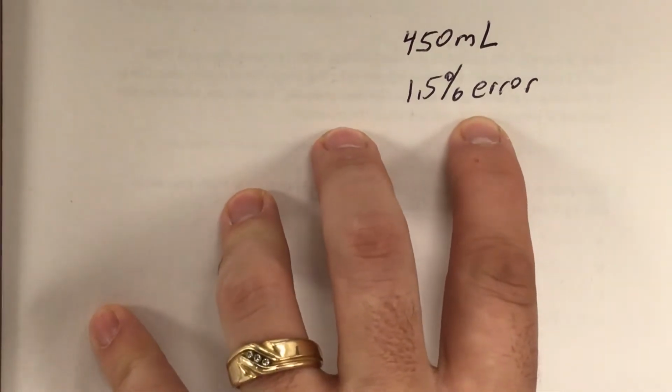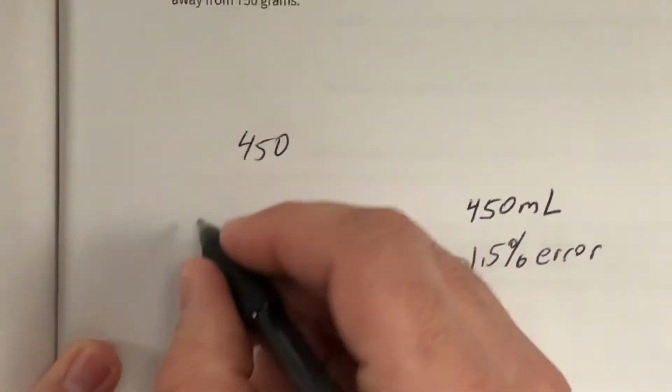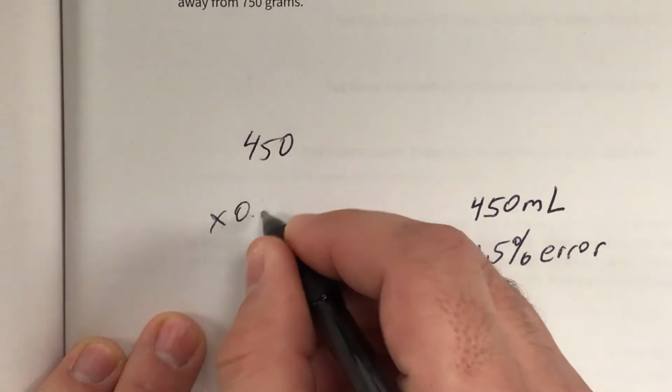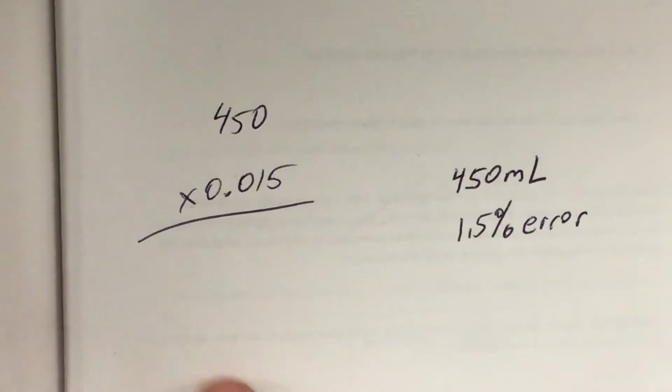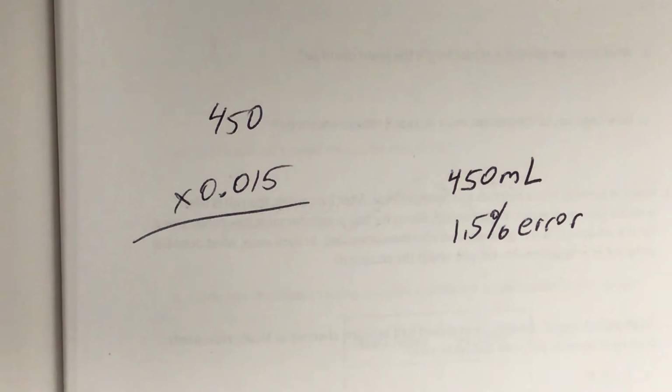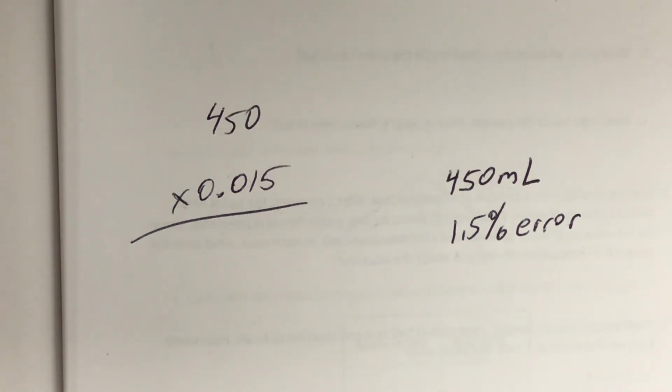All right, so same percent as before, so that should be easy as a decimal, right? 450 times 0.015. So please do that, see what you get. That'll tell us what our leeway is on each side of 450.